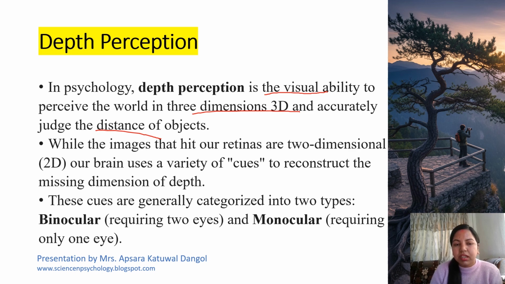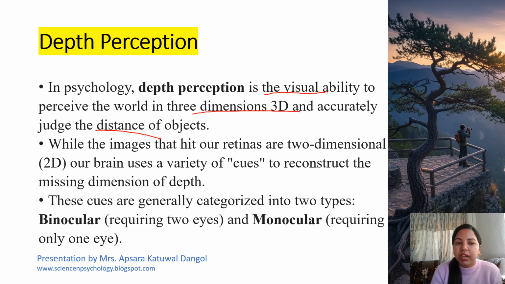But how are we able to know that? Because we have understood the perception, its speed and its depth. So in psychology, depth perception is the visual ability to perceive the world in three dimensions and accurately judge the distance of the object.